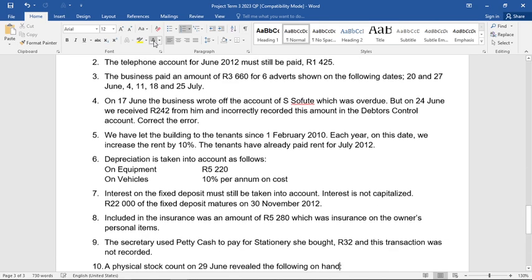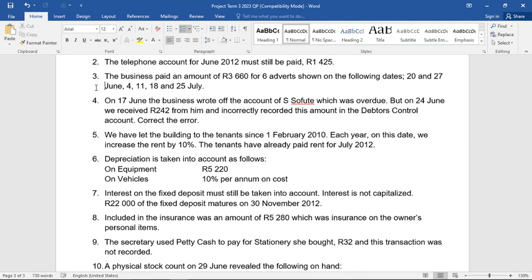Number 4, on the 17th of June, which is during our year, the business wrote off the account of S. Sofuti, which was overdue. In other words, we wrote him off as a bad debt. But on the 24th of June, we received 242 Rand from him and incorrectly recorded this amount in the debtors control account, and we are asked to correct the error. So, when we wrote him off, what would we have done? We would have processed bad debts and we would have reduced debtors control. He is now no longer a debtor.